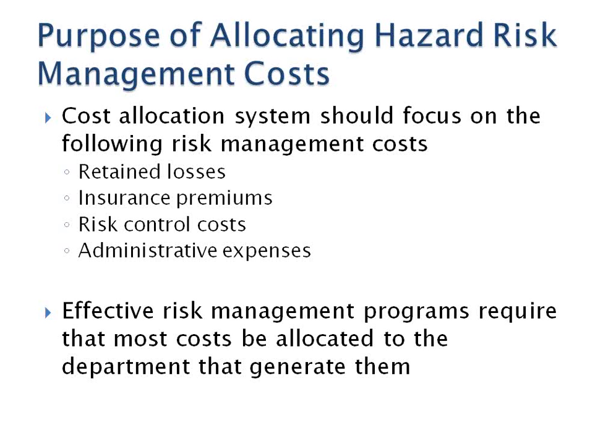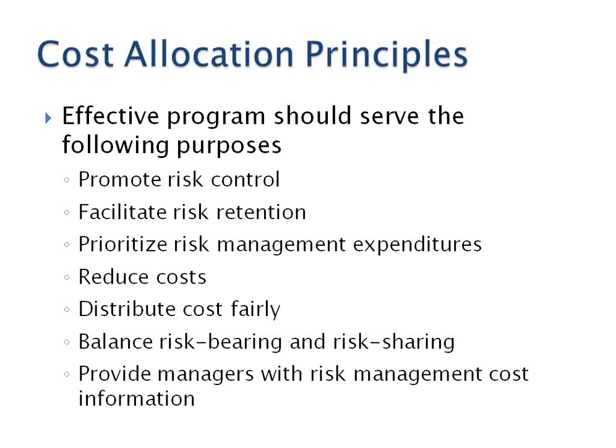Raley's Supermarkets at the time had about 150 grocery stores, and they actually had a fairly sophisticated claim cost allocation system, and so you'll hear me talk about that quite a bit as we go through the program tonight. So some of the main cost allocation principles, and some of the effective program should serve the following purposes, and again, this is the area that you want to focus on. An effective program is going to help with promoting risk control. And we're going to go through each one of these in a little more detail.